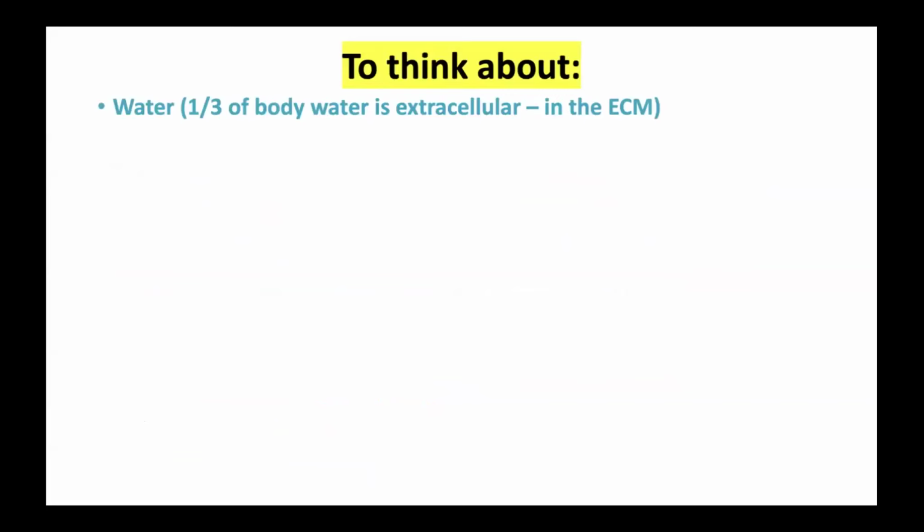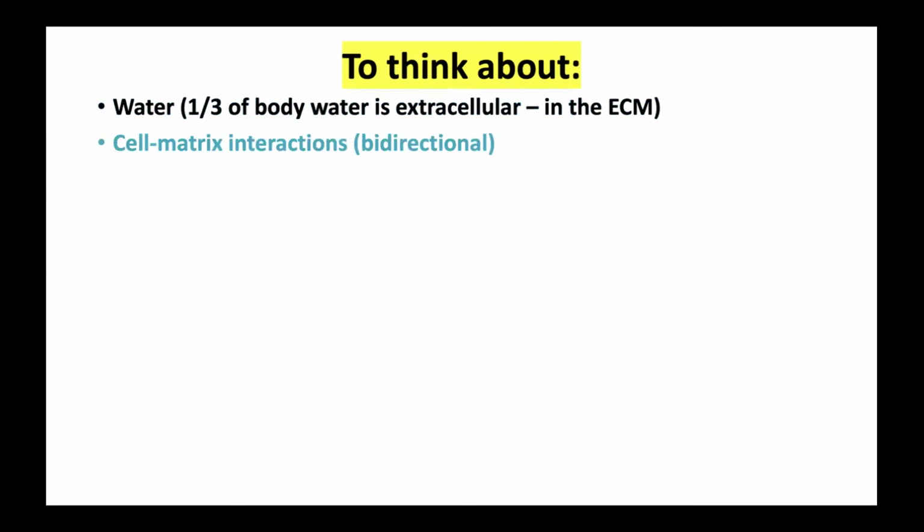So finally, I just want to leave you with a couple of things to think about when you think about the matrix. First, a third of body water is extracellular, and it's all in the ECM. So water is a really key part of the extracellular matrix. We might not talk about that, but it is. The second is that there are interactions between the cell and the matrix, and they go in both directions. Cells reorganize the matrix, but cells also respond to what the matrix is doing in matrix structure. And it is a dynamic and constantly changing set of interactions.